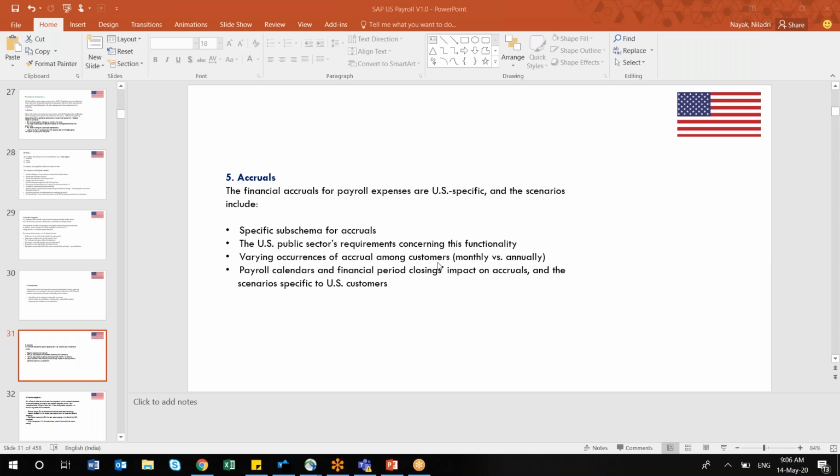But there are certain things you have to understand. Suppose you are working for a public sector in the US on a payroll implementation, or you're working for any NGO or non-profit organization. In that case, you have to understand what the different uniquenesses are for them. So that covers the accrual part, which is the fifth uniqueness.